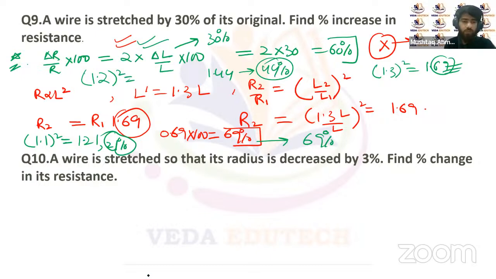Or any physical quantity, right? Question number 10. Let's focus on question number 10. A wire is stretched so that its radius is changed by 3%. Now you can see the 3% is less than or equal to 5%, so we can use those equations directly, right? So the radius is decreased by 3%.